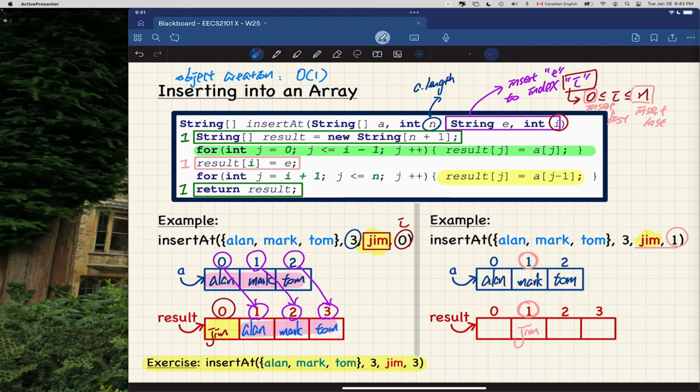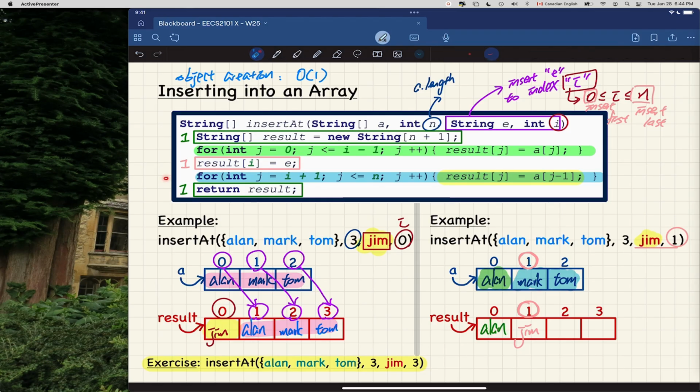So I'm going to do some coloring over here very quickly, and then we'll figure out running time. Think about this one here. I'm just going to put it in blue. So what's going to happen is before index 1, we've got Alan. Starting from index 1, we've actually got Mark and Tom over here. So for this particular loop, it's going to copy whatever is before index 1, which will be Alan in this case. It could be multiple in general. Copy this over here.